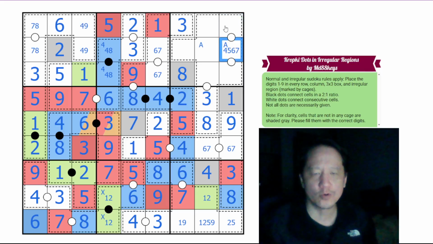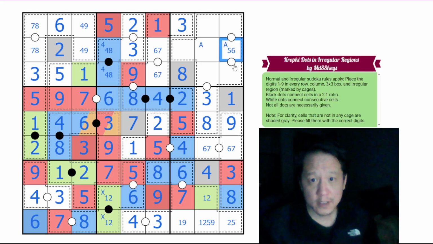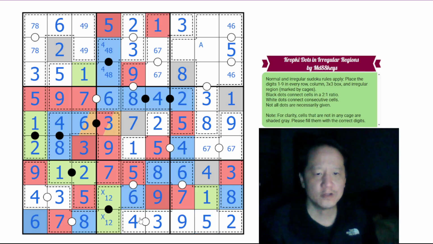4 would require a 3 outside, and 7 would require 8 outside, so this has to be 5 or 6. It cannot be 6 here because that would force this to be 7, so this has to be 5. So this is 5 with 4 and 6 here. 5 eliminates 5 here, so this is 2, which makes this 1, which makes that 9, and makes that 5. 2 eliminates 2 here, so it's 1 and 2.